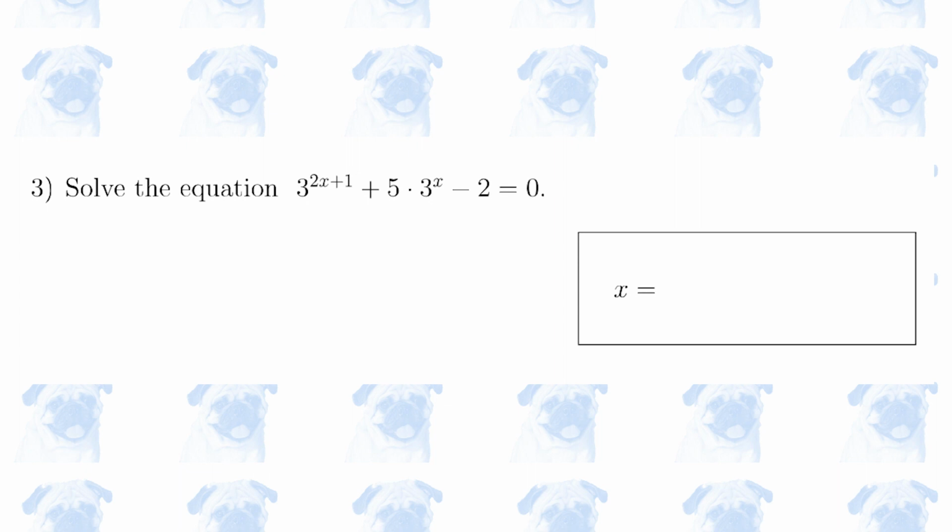Section 1, Number 3. Let's pay attention to the first term. This is equal to 3 times 3 to the power of 2x, because a times a to the power of x is a to the power of x plus 1.